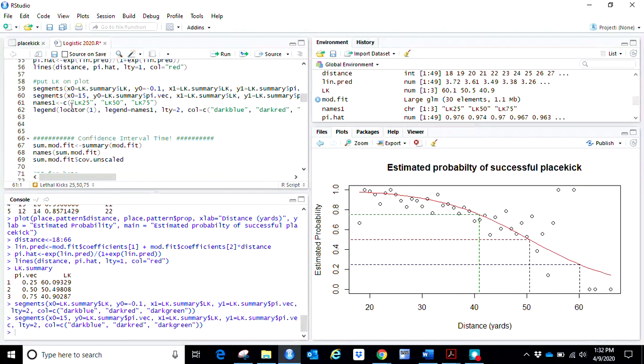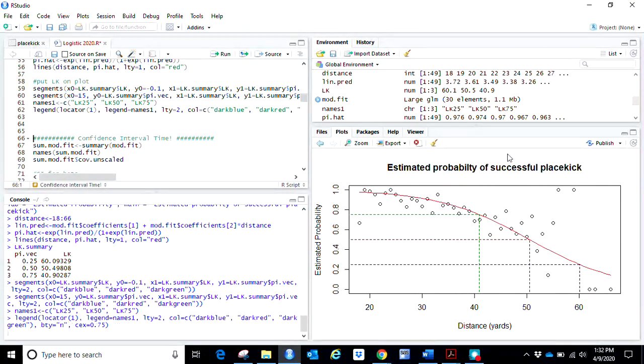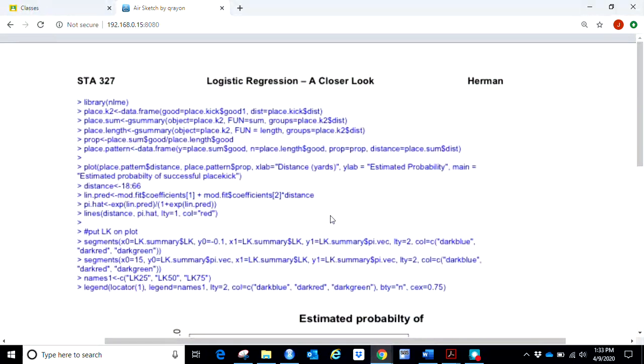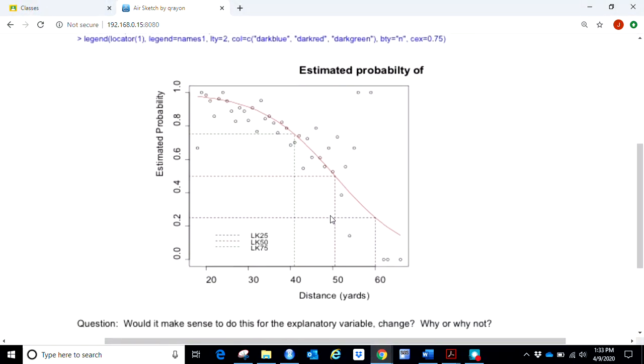And then the last 2 lines of code here are just putting that legend where you can click where you want to put it, which we did something like in the previous module as well. So that's what our plot looks like. And it's just kind of nice so you can see where the different values actually fall. So there's our plot.